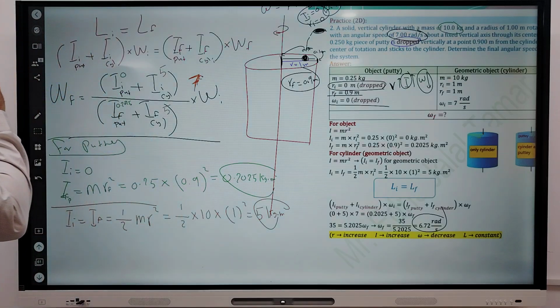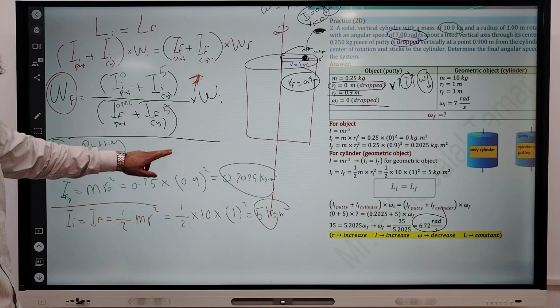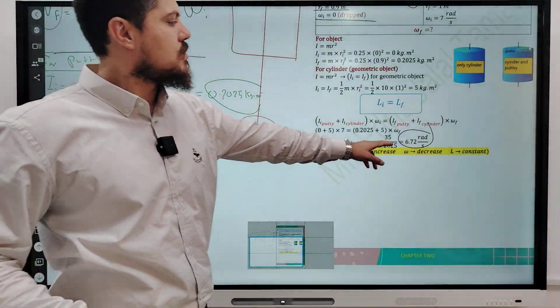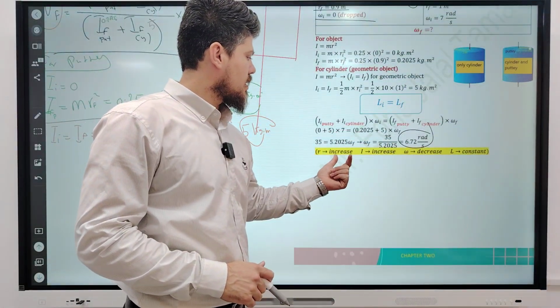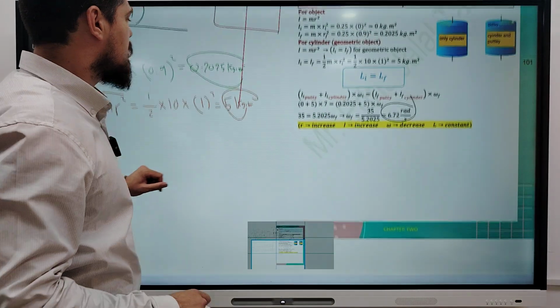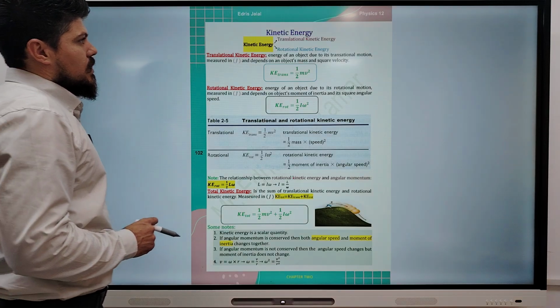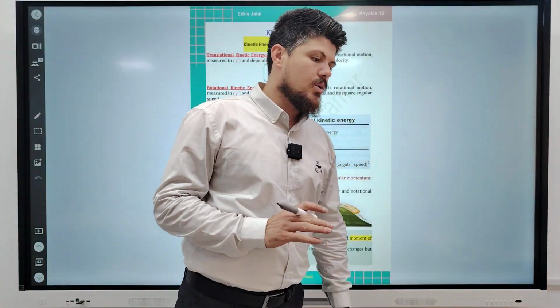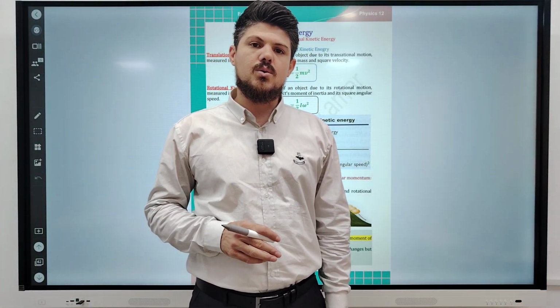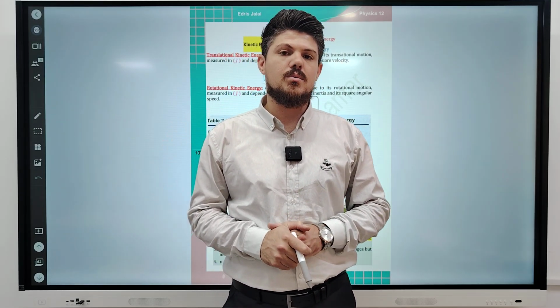Okay, by calculator you can add up and find the value of the final angular speed, which is equal to 6.72. R increases, I increases, omega decreases, L is constant. Okay, so we finished angular momentum, and we solved it, all questions related to the conservation of angular momentum and angular momentum.